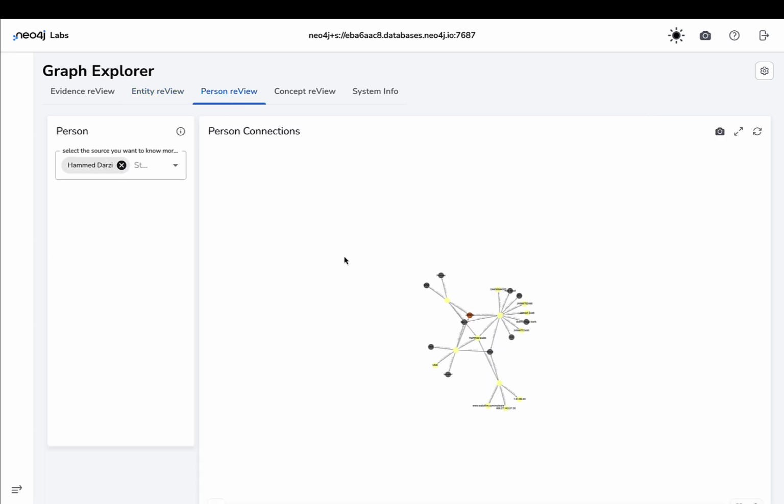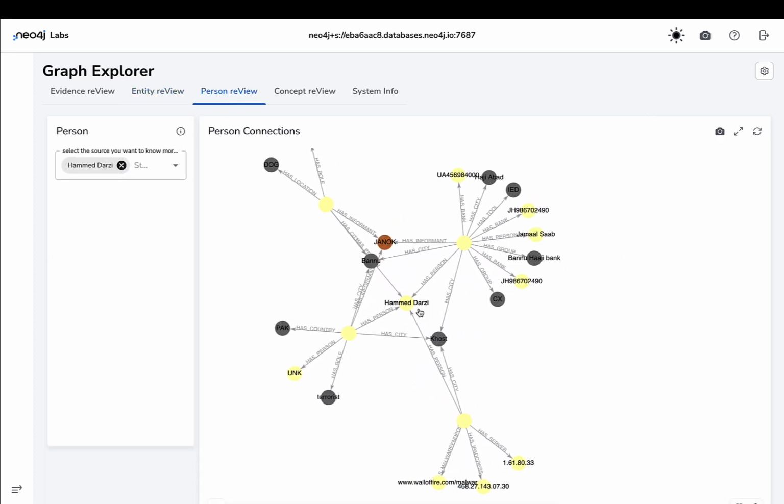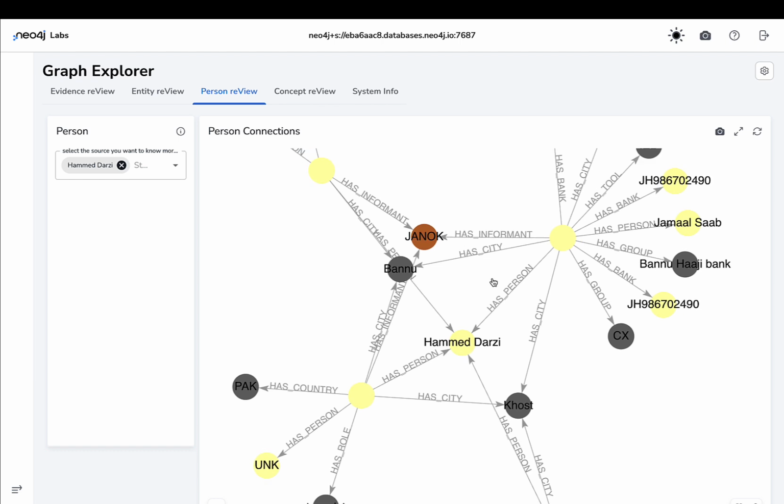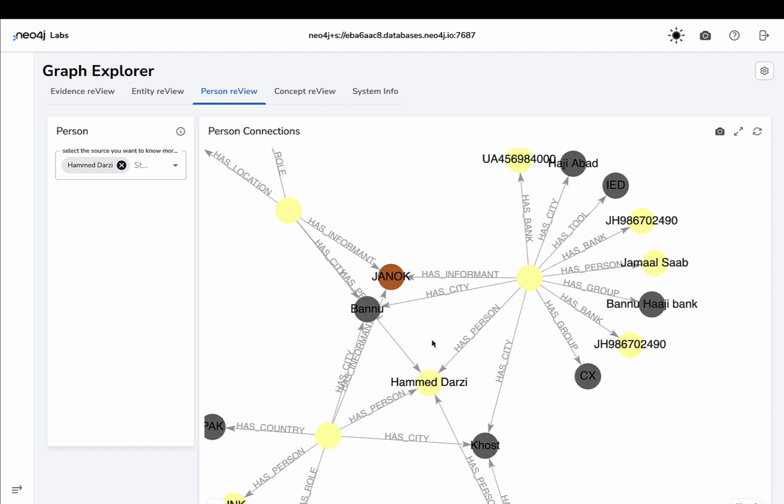Person review, you could go and put a person in. This is Hamad Darzi again, and now we're looking at all the information we have about Hamad Darzi. So we've got Darzi, we understand where he's coming from, what bank accounts he's connected to.